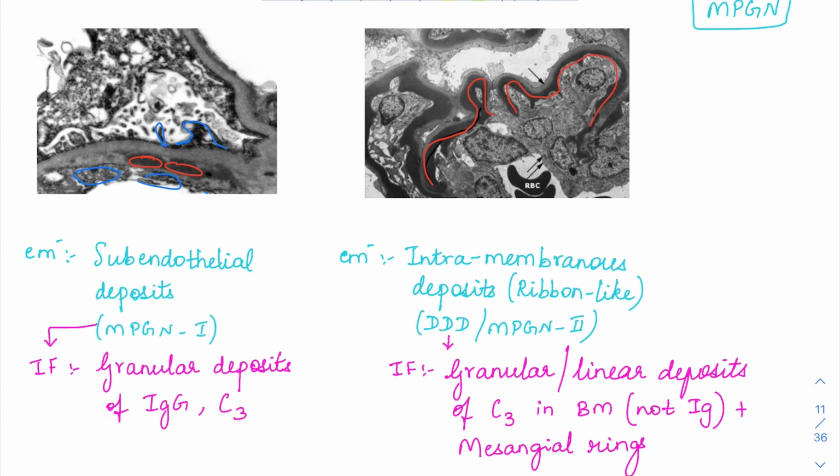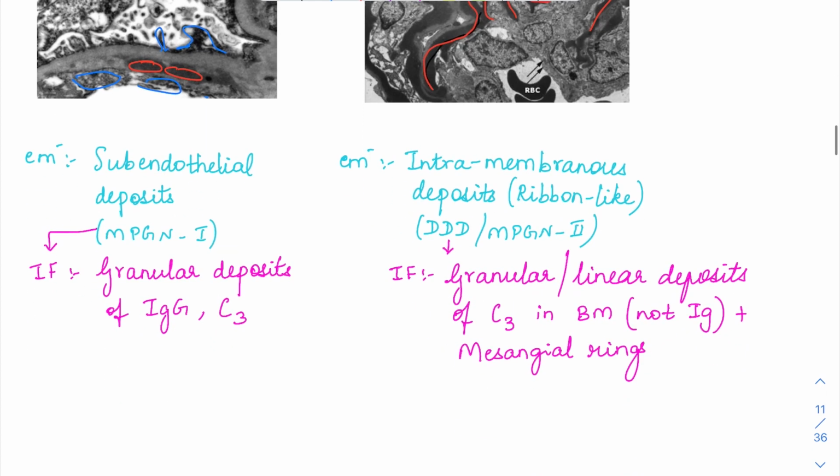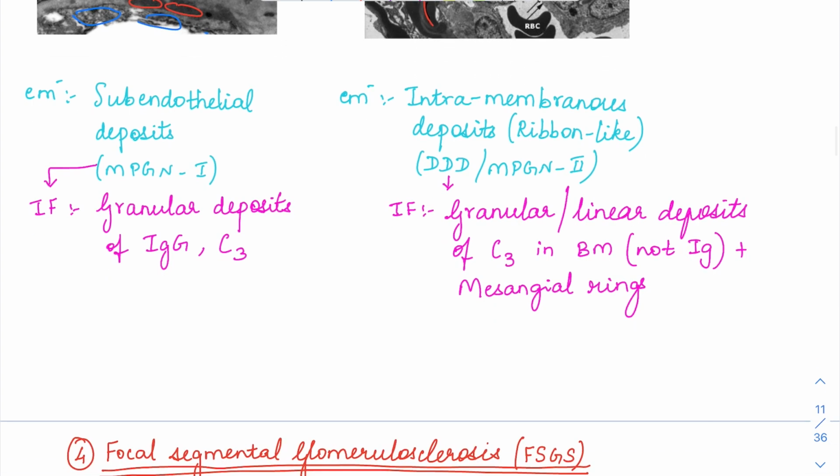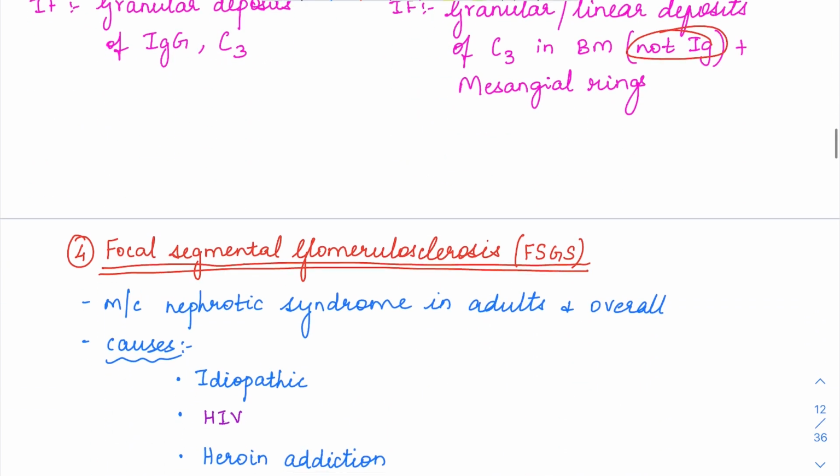So dense ribbon-like intramembranous deposits are seen in dense deposit disease or type 2 MPGN. And here on immunofluorescence you can see both granular or linear types of deposits, which will be mostly of C3 composition. Since it is an alternate complement pathway, there is not going to be any immunoglobulin deposition. It is only C3 deposition.